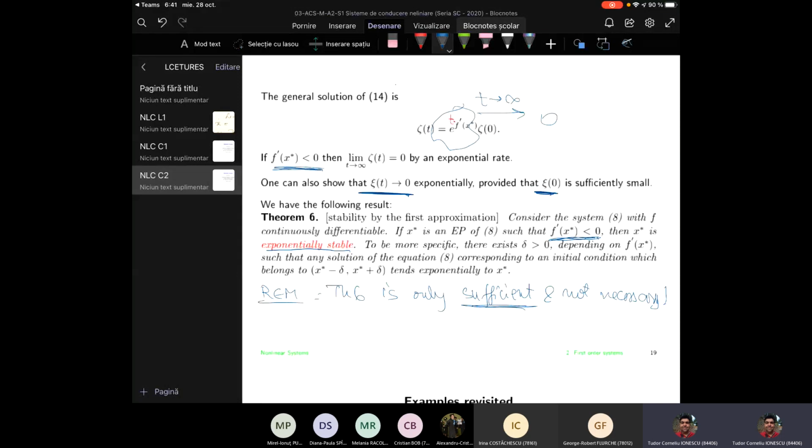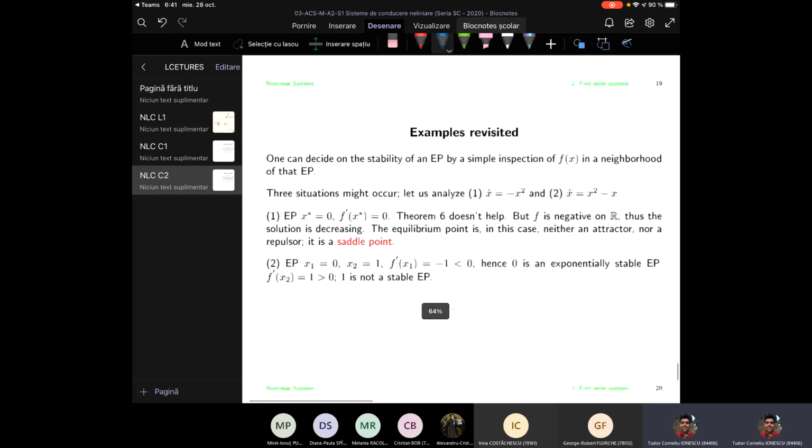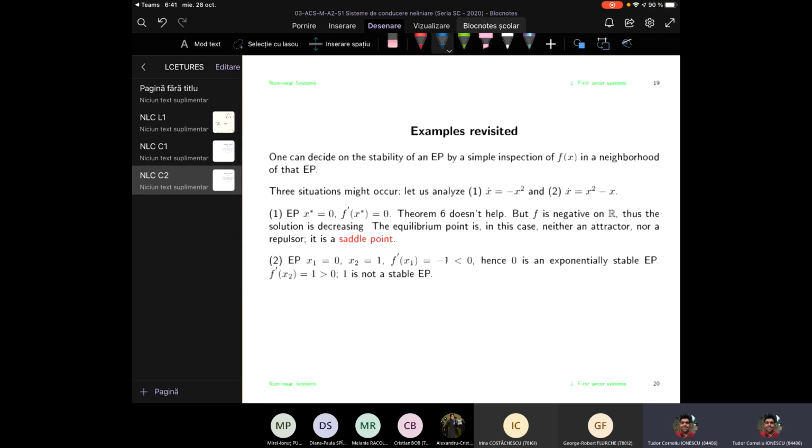So that means there might exist stable equilibrium points that do not observe this condition of f prime of x negative necessarily. However, if we already know that this condition happens, then we are sure that the point x star is stable.